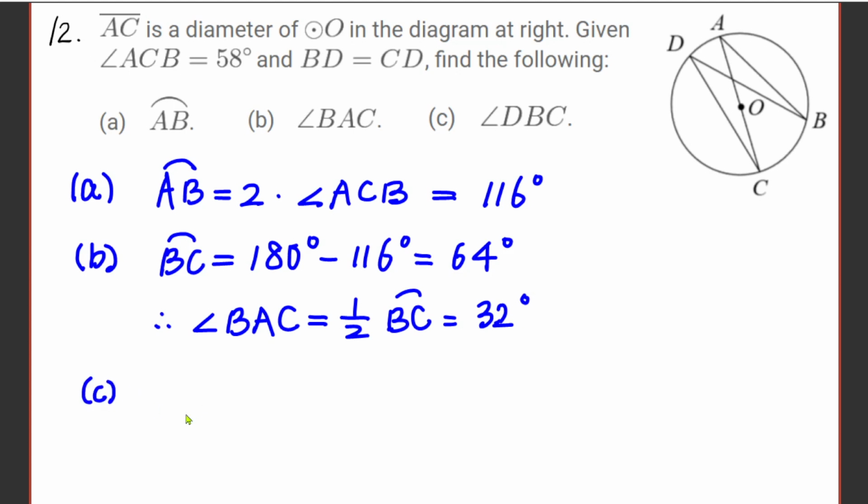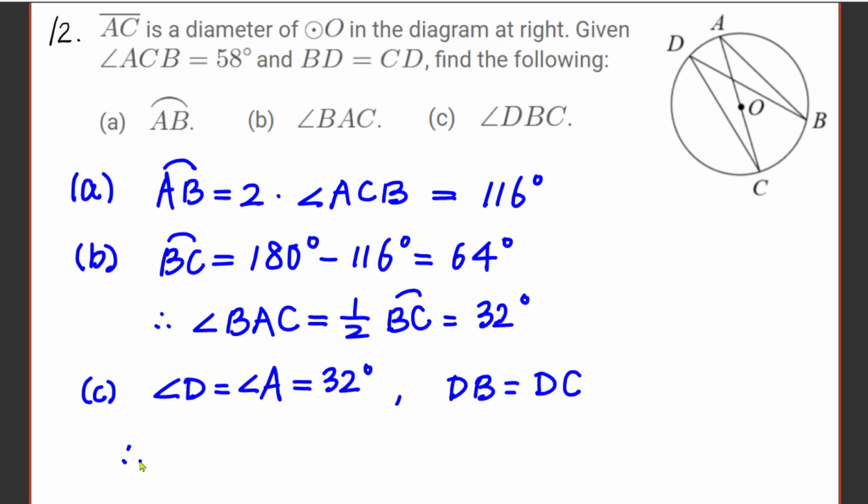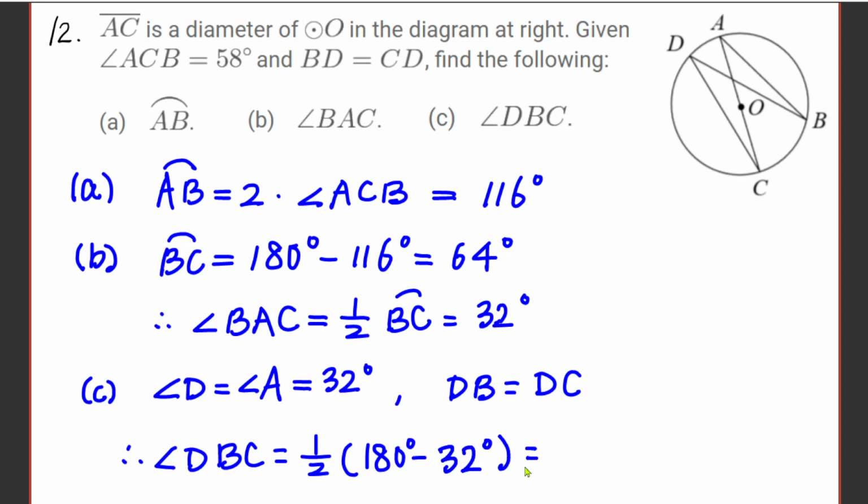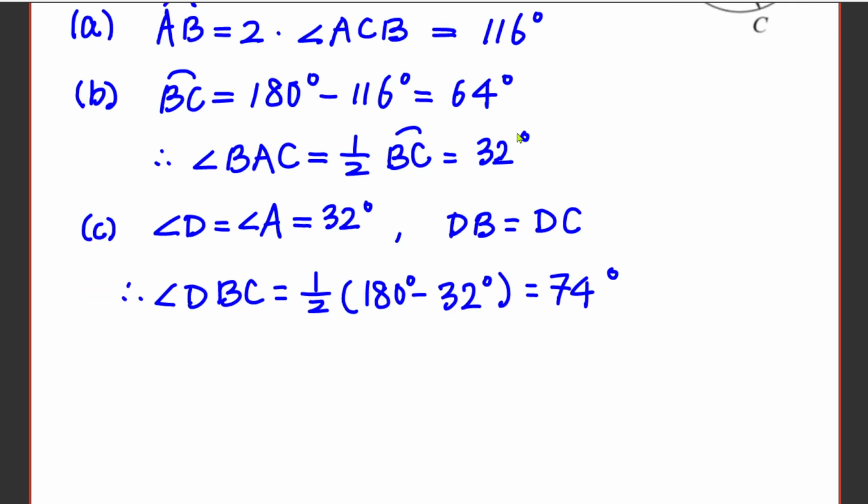And for question C, we know angle D equals angle A, which equals 32 degrees. And since triangle BDC is isosceles with DB equals DC, we have angle DBC equals half of 180 degrees subtracted by 32 degrees. And this gives us 74 degrees, right? Any questions? Alright, no questions. Let's see the next one.